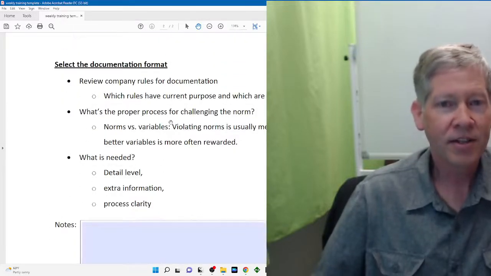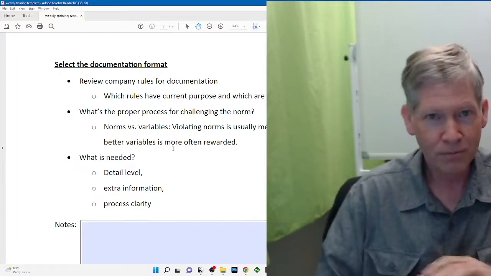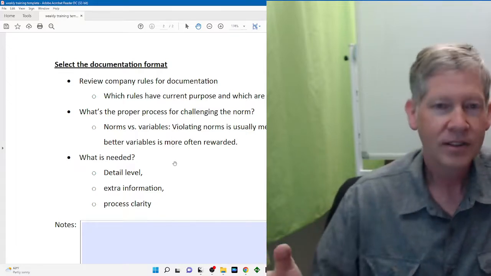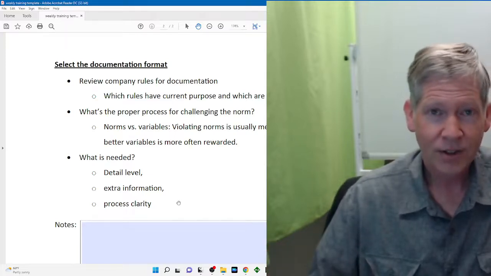Next, what documentation format? Again, this is going to be gone into in much more detail throughout this course. I've already hit on why visual methods are so important.